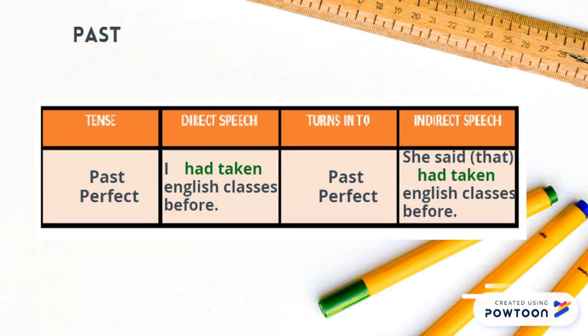Again, the direct speech turns into indirect speech. Now we have past perfect. It turns into past perfect. The same. So, direct speech, I had taken English classes before. Indirect speech, she said that she had taken English classes before.